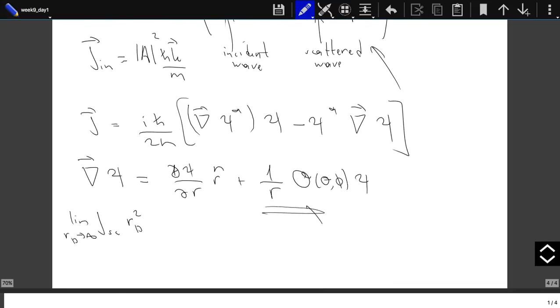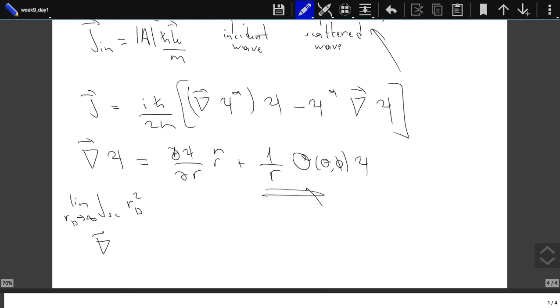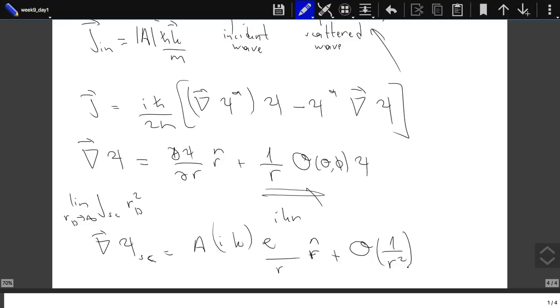So the only thing that will contribute in this derivative of psi scattered will be basically the exponent. So the gradient of the scattered wave function is just f times i times k times e to the power ikr over r, in the r hat direction, plus terms that are of the order of 1 over r squared, which I don't care about.